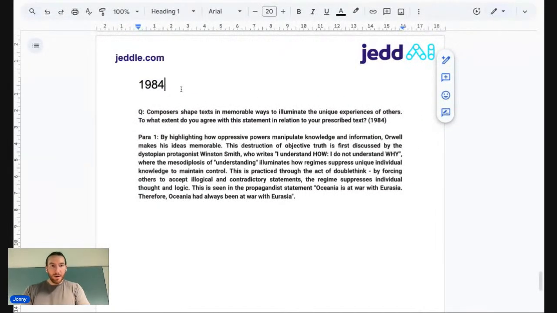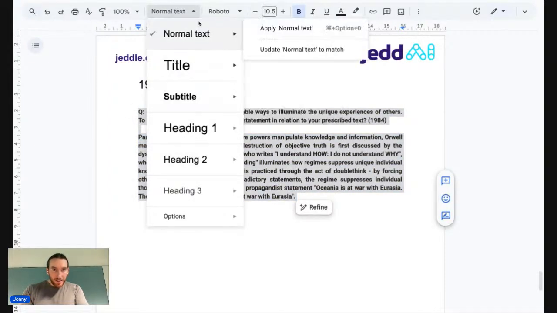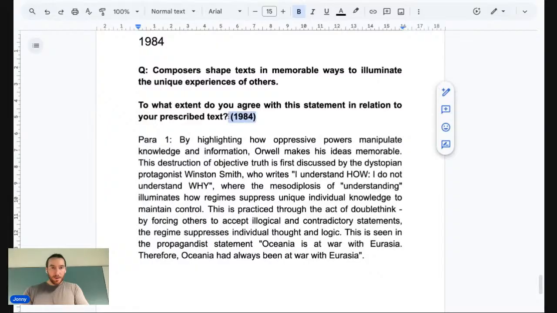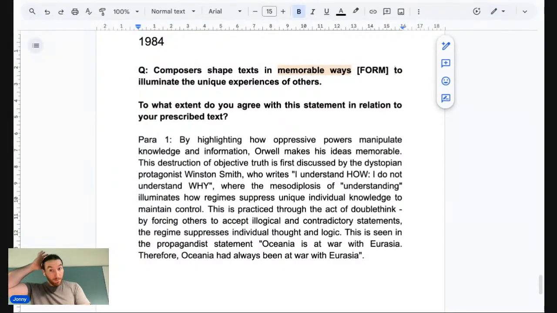All right, so this is a 1984 piece here. "Composers shape text in memorable ways to illuminate the unique experiences of others." I kind of like that because it's got "unique." I like the "memorable ways." I like the "ways" aspect because that relates to form. What way is the text shaped? For me, that screams form. It also speaks to the concepts and other things, but the way the text has been put together in a memorable way, I'd interpret it through the lens of form so that I can show off your knowledge, in this case, of how the text was put together.